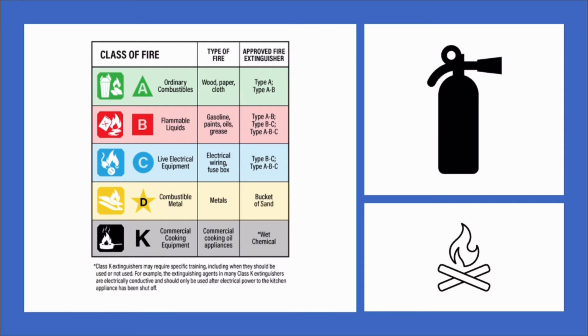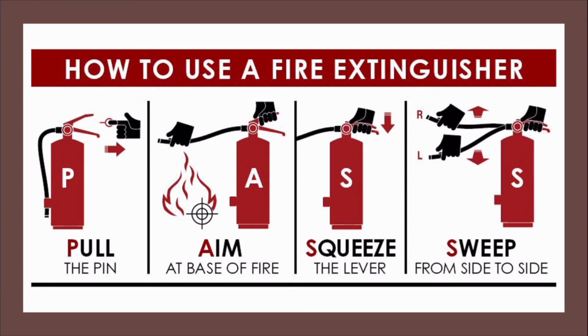A Class K fire occurs when cooking oils and fats ignite, usually in commercial cooking areas such as restaurants and cafeterias. A Class K fire extinguisher contains a dry and or wet chemical mixture which forms a soapy foam to suppress the fire. Remember these steps. Pull the lock, aim, squeeze and sweep.